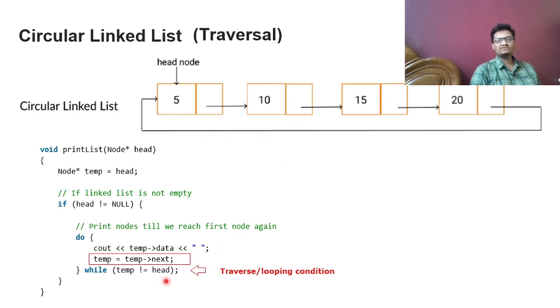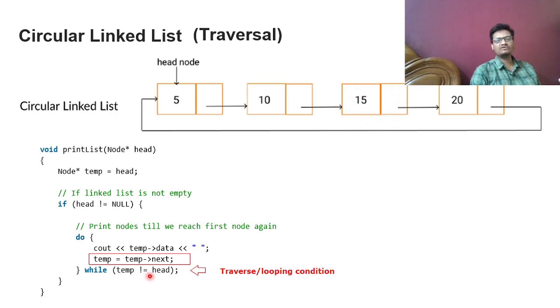And the condition is true and again we are coming inside the loop and we are printing the data, temp data. So temp data is now 10. So we are printing 10 now. Then we are moving temp equal to temp next. So temp will move to the next node now, and it will hold this node address now.